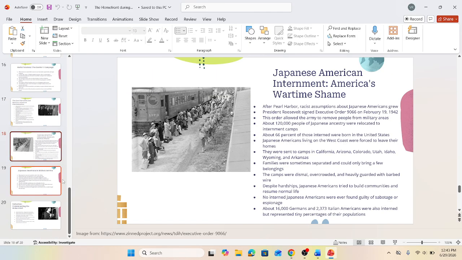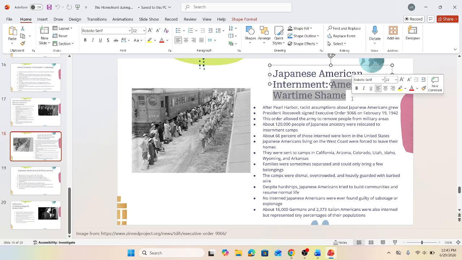All right, and the last thing that I want to talk about today is Japanese American internment. This is often referred to as America's wartime shame, because after Pearl Harbor was bombed by the Japanese, racist assumptions ran wild about Japanese Americans, so, Japanese people who had been living in America perhaps for multiple generations.